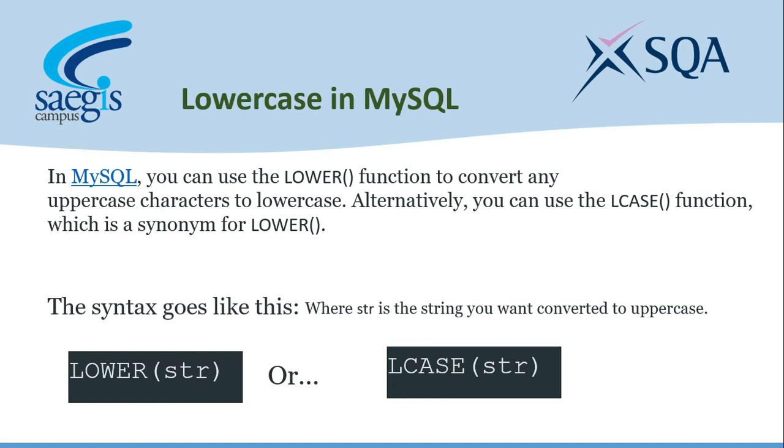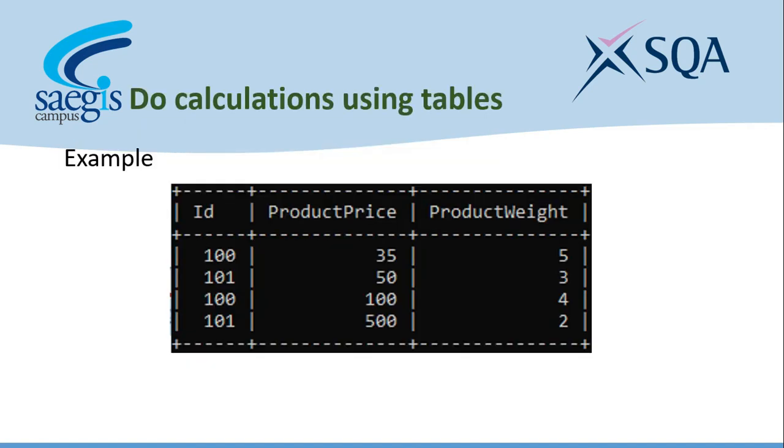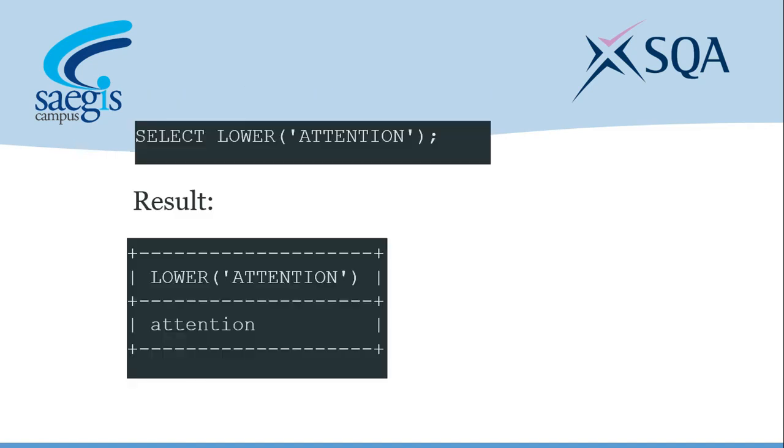And the LOWER function also. What can we do using LOWER? Using LOWER we can convert uppercase characters to lowercase. Alternatively, you can use the LCASE function, which is a synonym for LOWER. This is the syntax again, and str is again the string that you need to convert to lowercase. And this is the result. Okay, so we'll see these things.